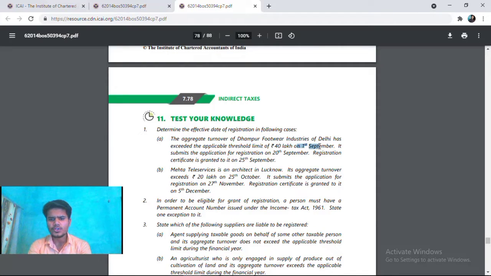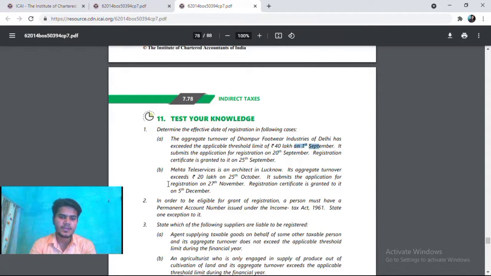Okay. We also know as per section 25, if we are liable for taking the registration, then we should apply within 30 days. If we apply within 30 days, then the effective date of registration is the date on which we become liable for taking the registration. But if we don't apply within 30 days, then the effective date of registration is the date on which the registration certificate is granted. So in the given case, Dhampur applied for registration on 20th September, which is within 30 days. So the effective date of registration is 1st September.